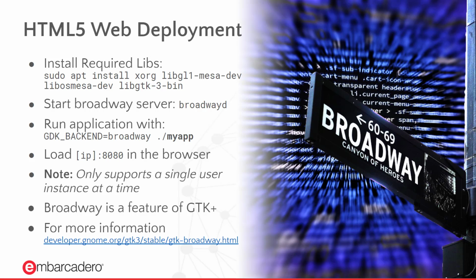There's two things you have to do to make this work. You build your application like normal for FMX Linux. First thing you do is run the Broadway server, which is broadwayd. And then in another terminal window, you say GDK_BACKEND=broadway, and then the path to the FireMonkey FMX Linux application that you've created. Once you've done that, you can go into any browser and type the IP address of the Linux box, colon 8080, port 8080, and it will open up and be there.